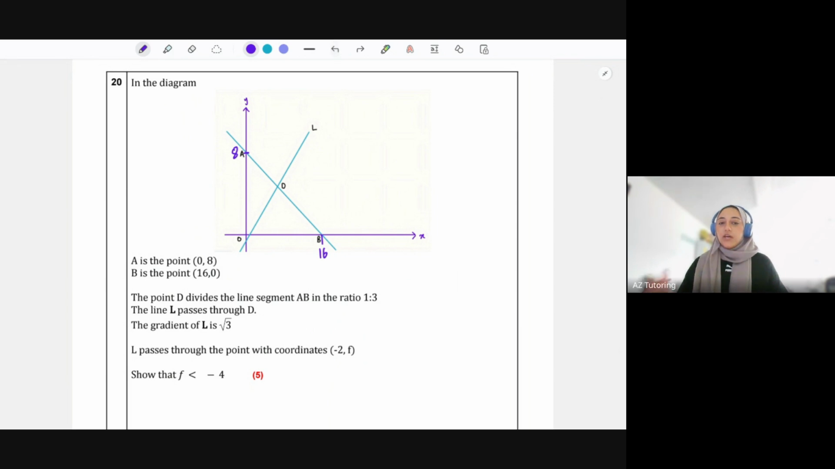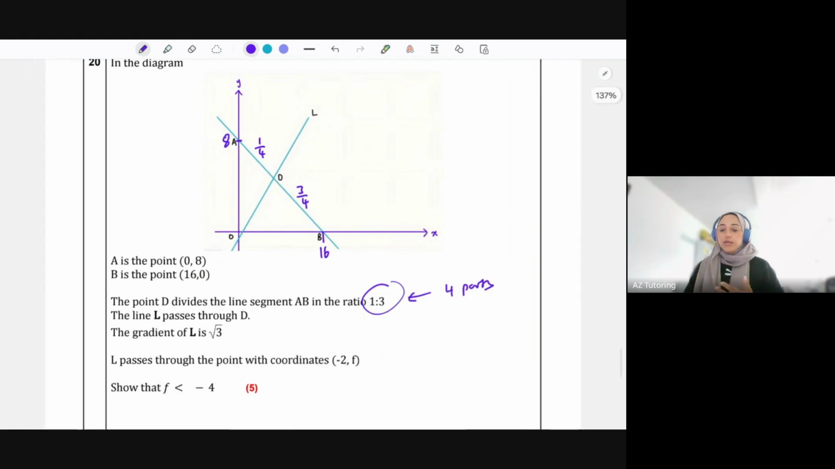So if it's 1 to 3 as a ratio, I'm going to evaluate this. There are 4 parts altogether, so A to D is 1/4 of the whole of AB, and DB is 3/4 of the whole way. So that's how the ratios split, basically.